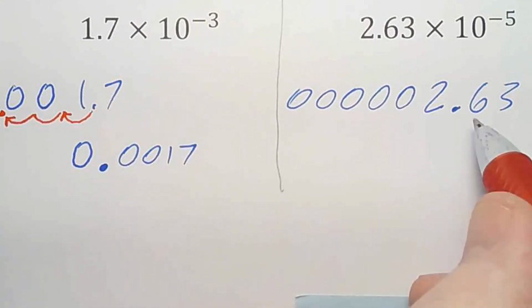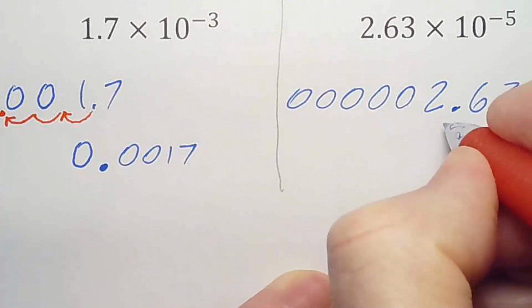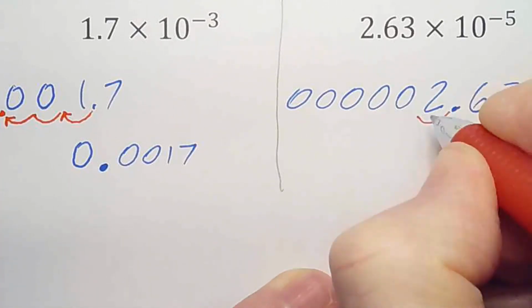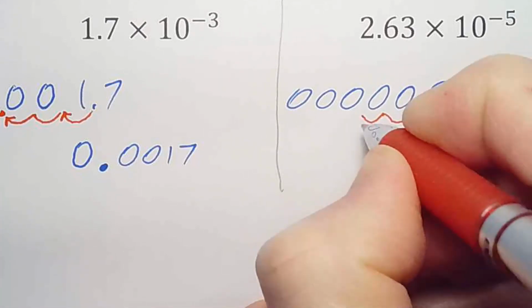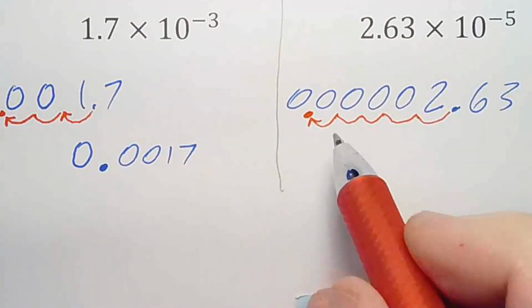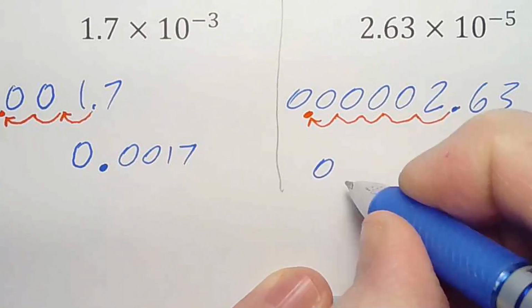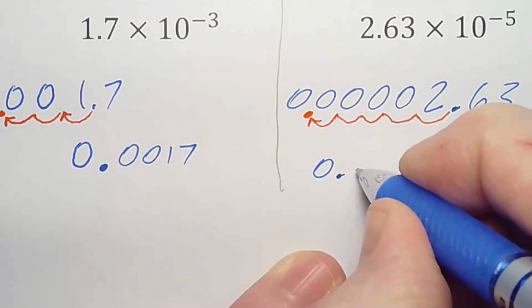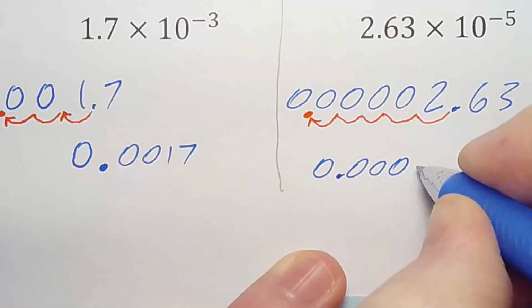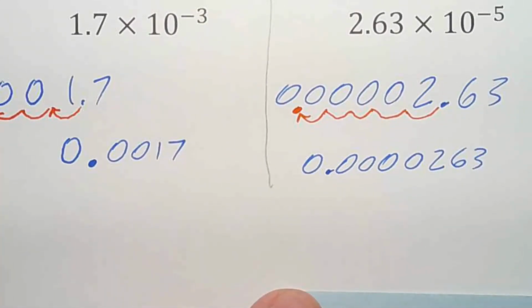Again, this is still true. It looks a little funny, but that's still the correct number. So I'm going to move this over 5 times. Ready? Okay, 1, 2, 3, 4, and 5. Okay, 5 times. 0.000, 4 zeros. So I get to rewrite this as 0.0000263. Okay, and there's my answer.